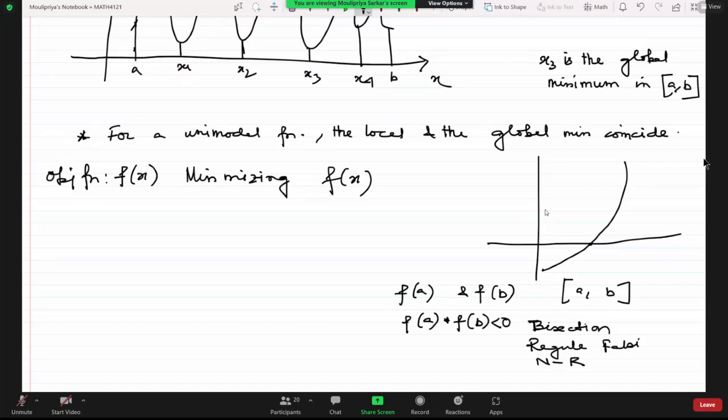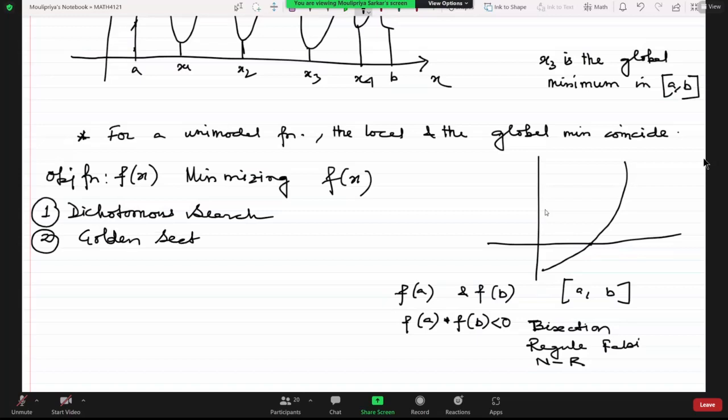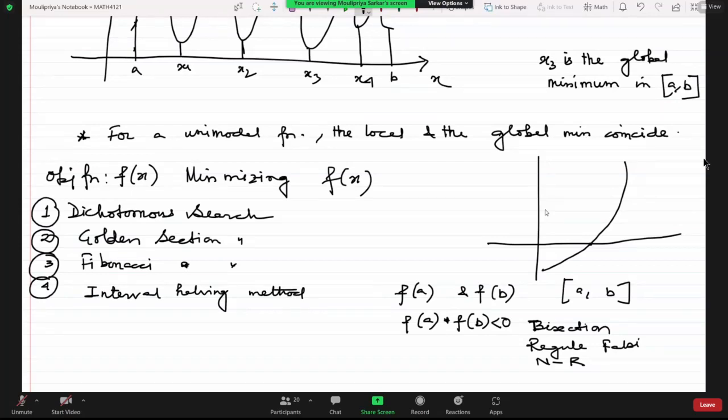The search techniques are dichotomous search, golden section search, Fibonacci search, and the interval halving method. All these are search techniques, and all of these are based on a certain tool. The tool is the elimination method.